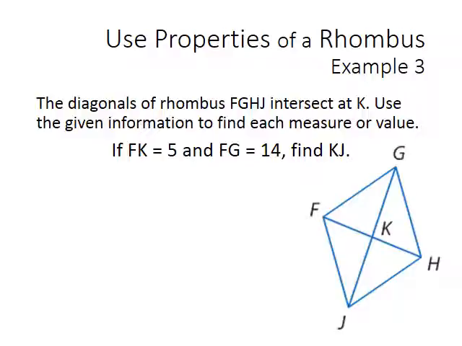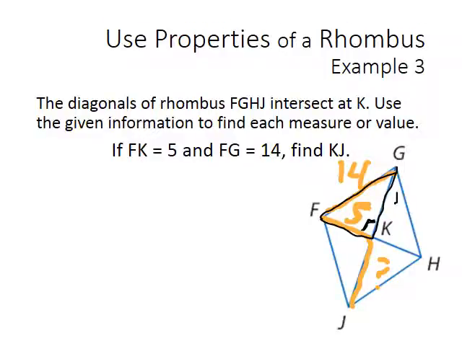All right, now we know that FK equals 5, so that's part of the diagonal. FG, one side, is 14. And we want to find the length of KJ, this part down here. So immediately, that doesn't have anything to do with the other two parts we found. We remember again that in a rhombus, the diagonals are perpendicular, and that forms right triangles for us. So we've got two sides of a right triangle here.